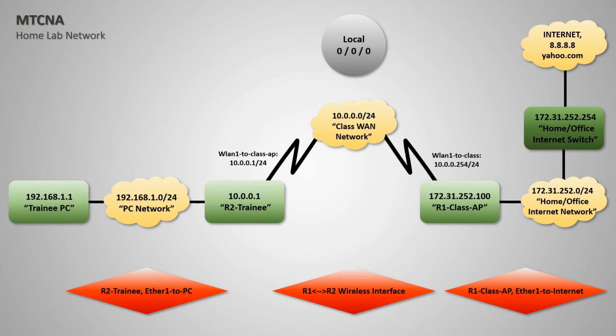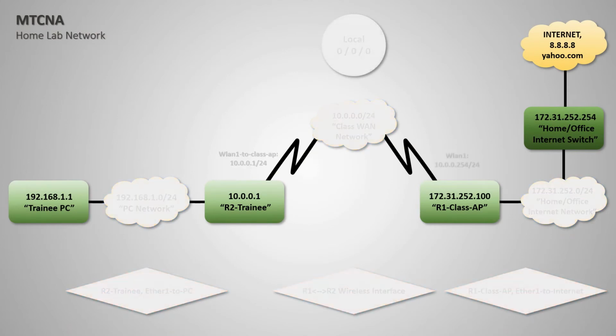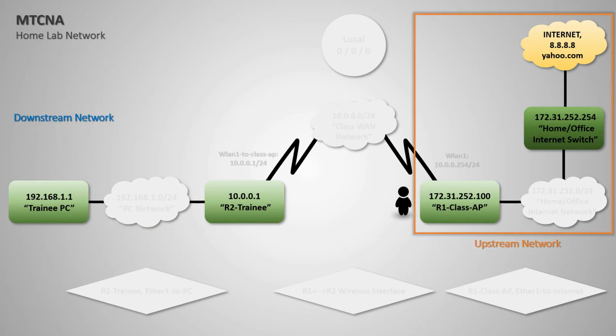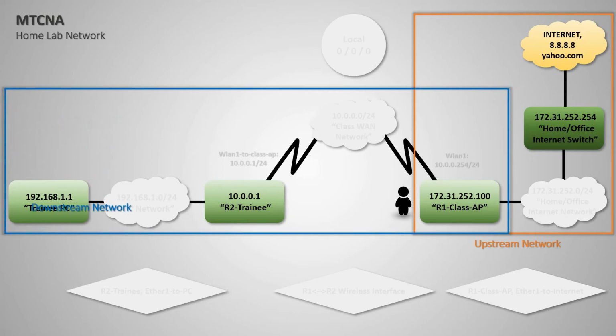In any given network, based on the position of your device of choice within that network, you can have upstream and downstream networks. For instance, if we start working on the class access point, the upstream network will include the main internet switch as well as the subnetworks and IP hosts from which the class AP is receiving connectivity, whereas the downstream network consists of the trainee router and the trainee PC to which the class AP is delivering connectivity.